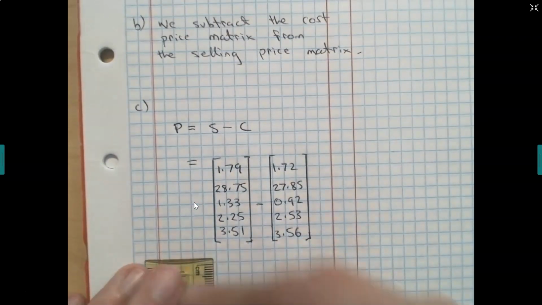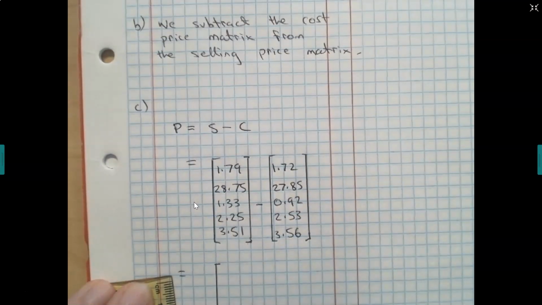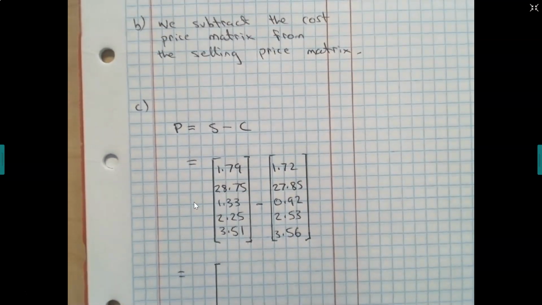So if our subtraction comes out as a negative number, it just means that it's a loss on that share, and if it comes out as a positive, it means it's a profit on that share. So if we have 1.79 subtract 1.72, we're going to get 0.07. So is that a profit or a loss?